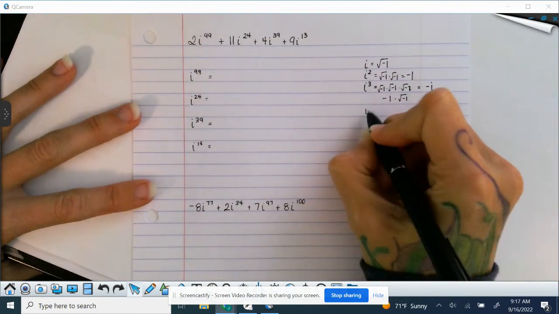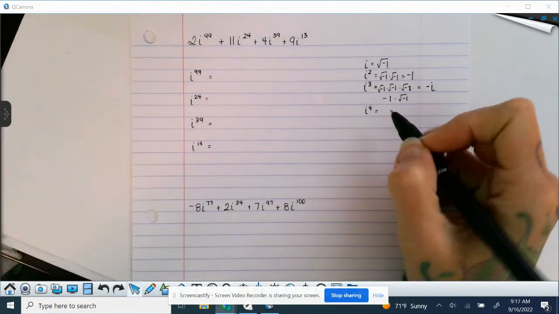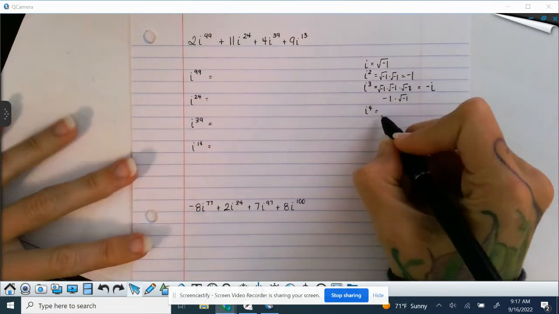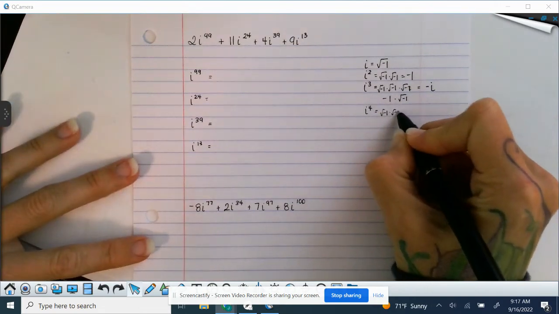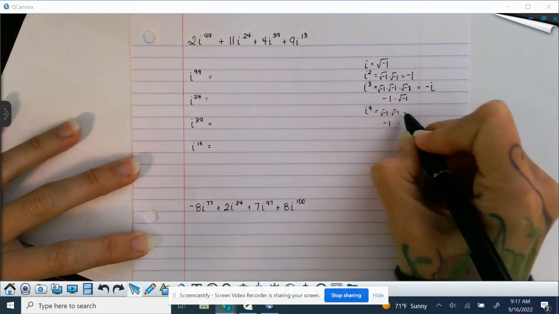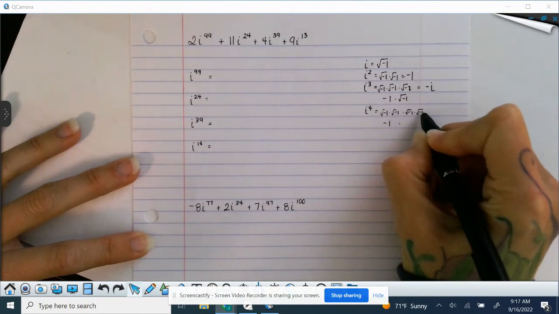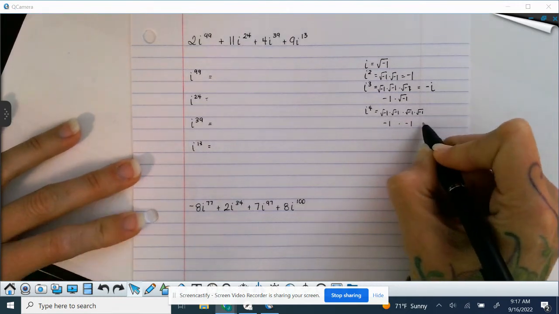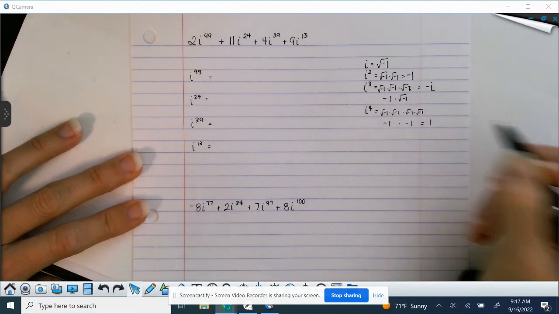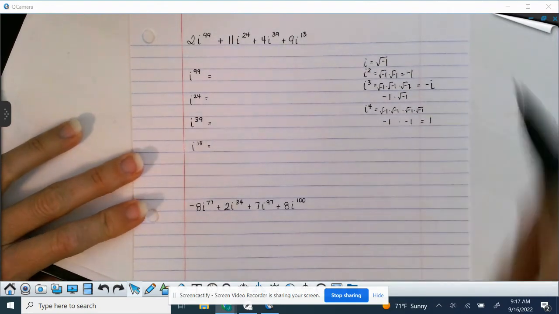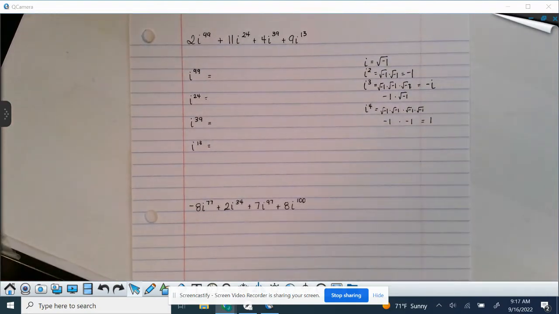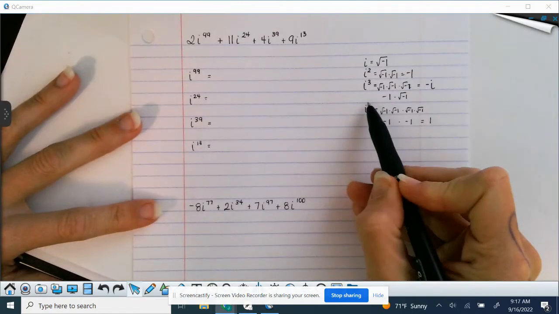Then i to the 4th is the same thing: square root of -1 times the square root of -1, which we already know is -1, times the square root of -1 times the square root of -1, which is also -1, and a negative times a negative gives us +1. These 4 are the ones you're going to use repeatedly. And the easiest way is to try to get rid of as many sets of 4 as possible.